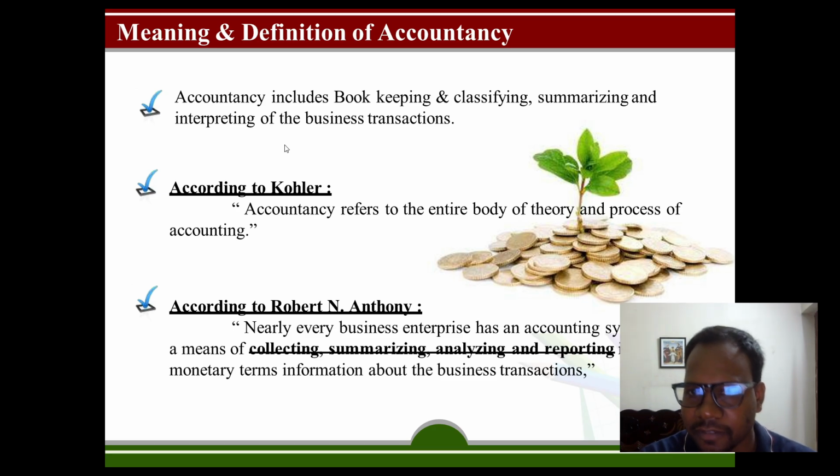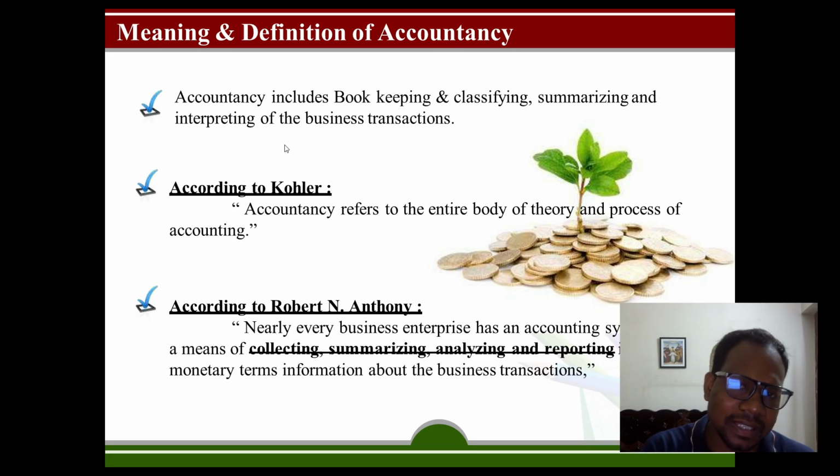Let's speak about classifying. Classifying means, in a simple sense, we have to differentiate. So we have to record differently. We have to classify specific business transactions. Then we have to record it. We have to summarize. We cannot just write details. We have to summarize. Again, we have to interpret. We have to interpret in which terms? In accounting terms.